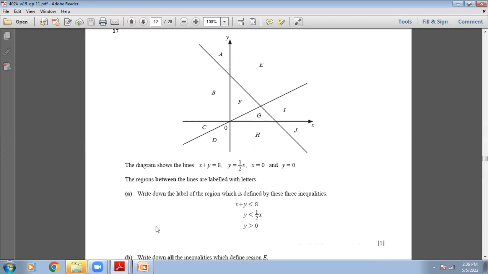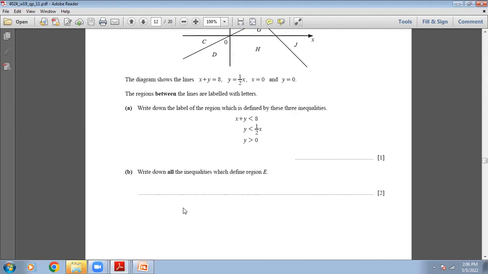Okay. The regions between the lines are labeled with the letters. Write down the label of the region which is defined by these 3 inequalities. Okay, it says x plus y less than 8. So that region is below this line. And y is less than 1 by 2x. So that region is below this line also. Below this line, below this line. Okay. And y greater than 0 means it is above this line. So below this line, and above this line will be this region. The name of the region is G. You will write here G.